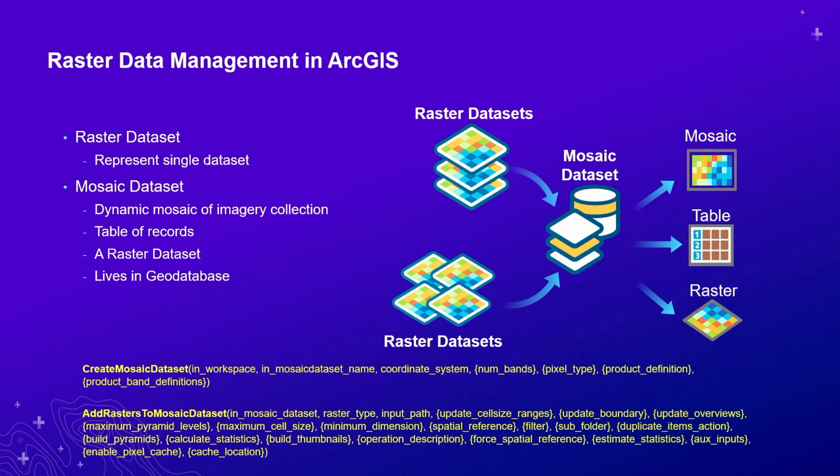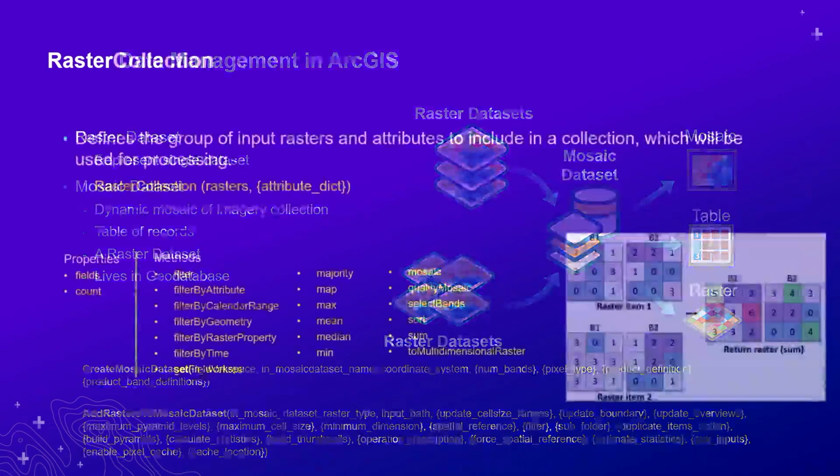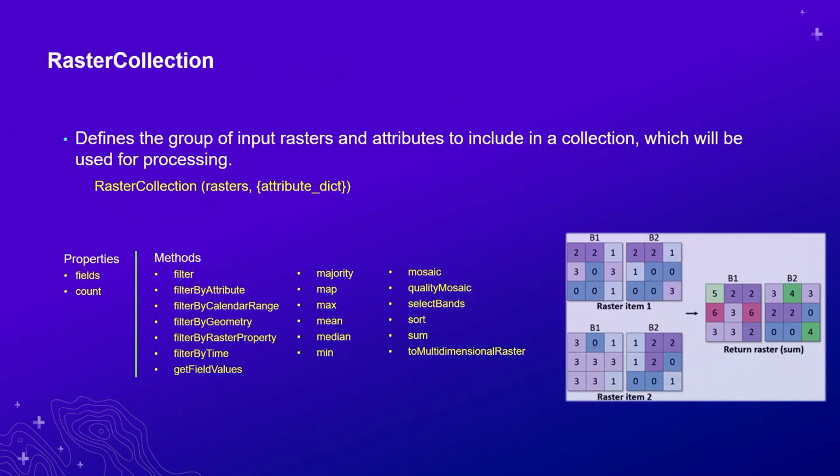There are other tools that you can use to actually work with your mosaic and make it better and perfect. Sometimes you don't want to physically collect everything, combine everything in a mosaic or merge or things like that. So what you do is create a virtual collection. And to do that, you can use the RasterCollection class.